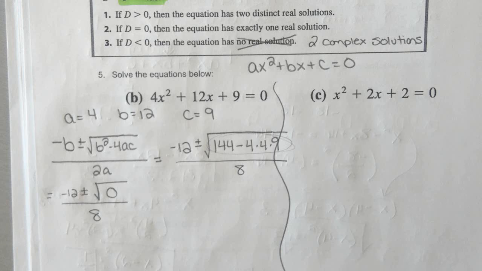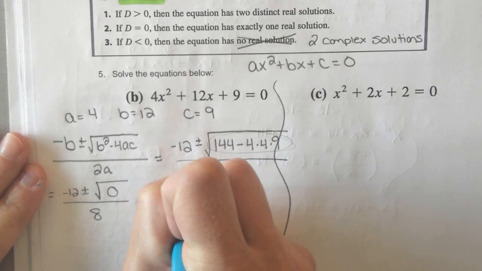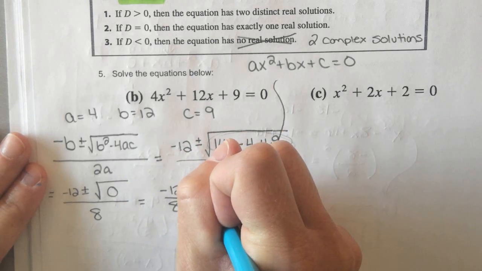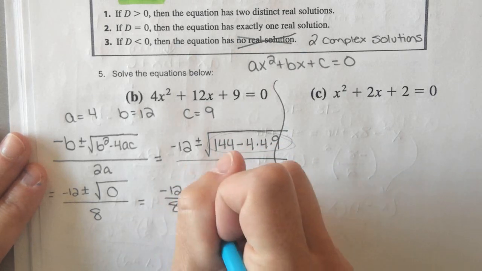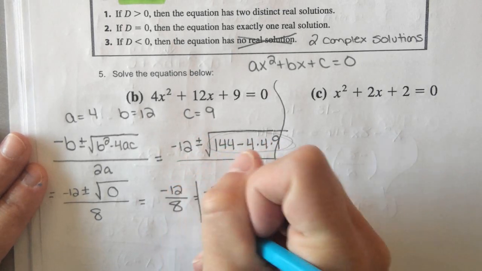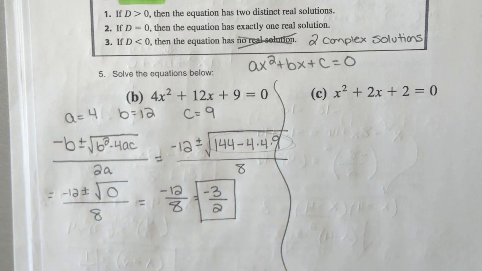So, if I get 0, does adding or subtracting 0, we just talked about this, does that do anything? No. So I just have negative 12 over 8. Can I reduce that? Yeah. So it reduces to what? It reduces to negative 3 over 2. Yes. And again, we would rather have improper fractions here. That's what we're going to hope for.